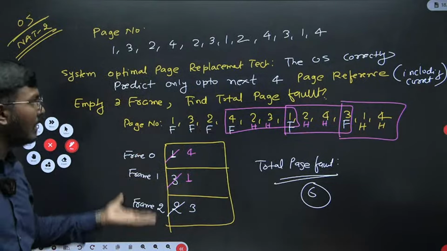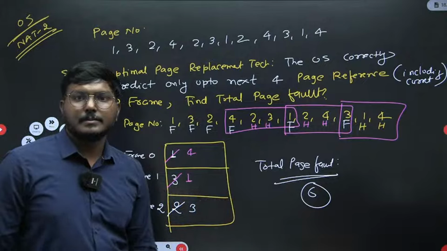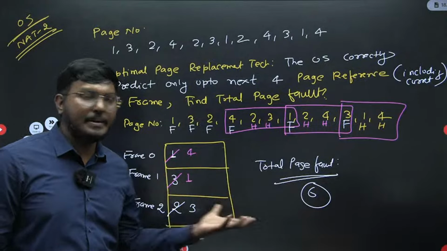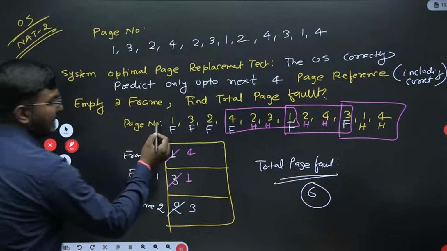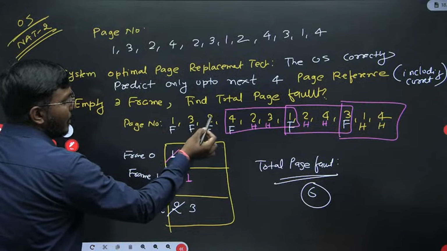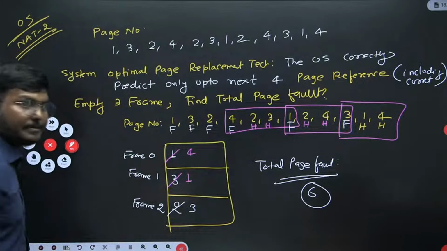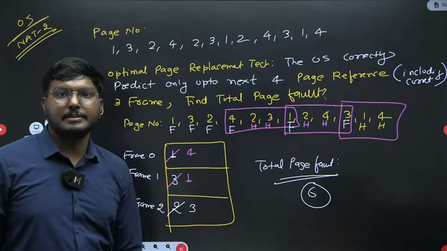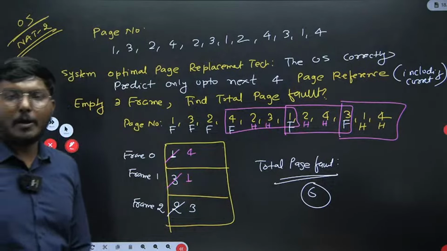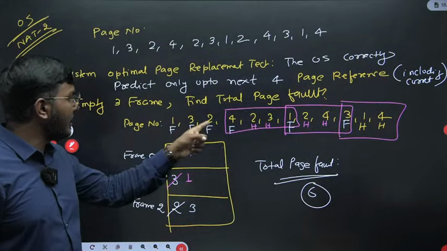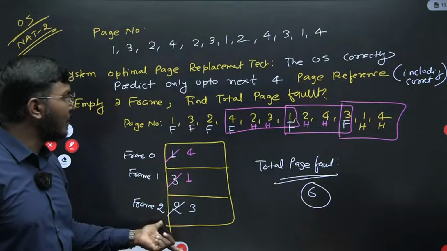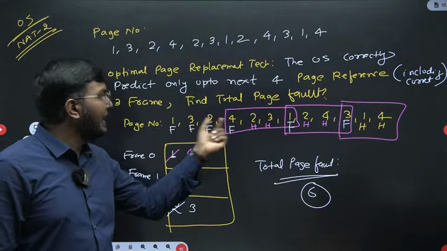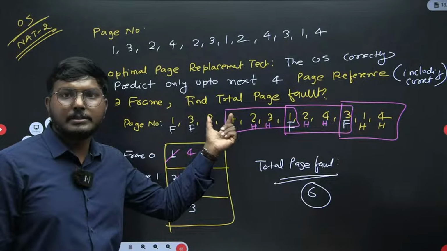Because see, initially all the frames were empty. Getting my point? If all the frames are empty, then definitely the first 3 page references, 1, 3 and 2, will all be page faults, because pages 1, 3 and 2 are not present in the memory. It means all the first ones are page faults. Again the same is nothing but 4. Now for this 4, second line.